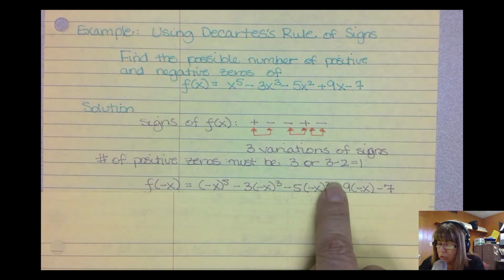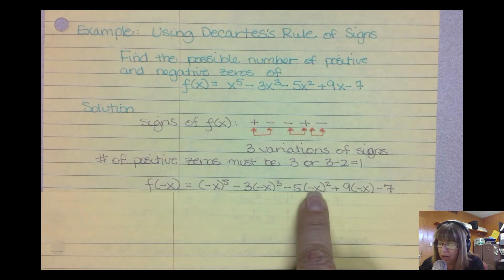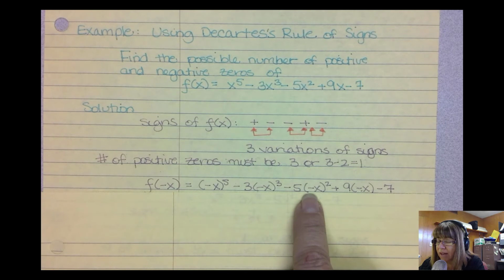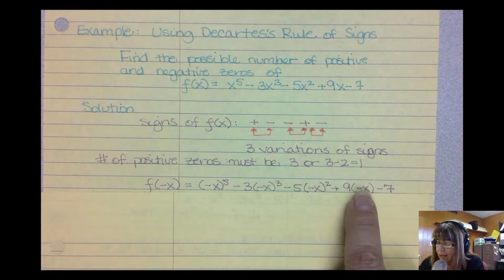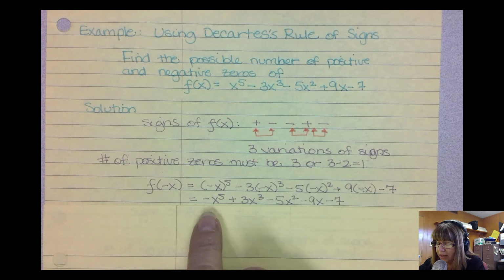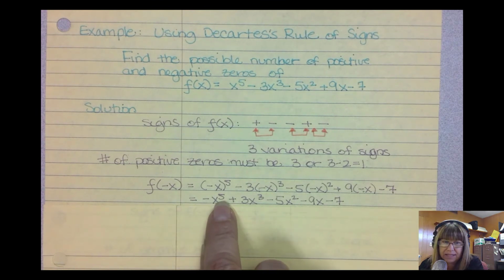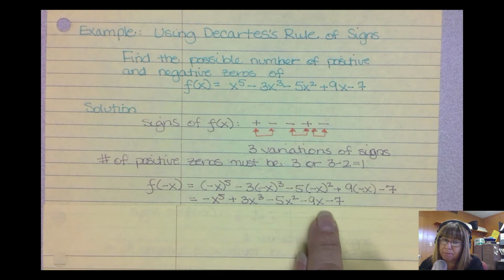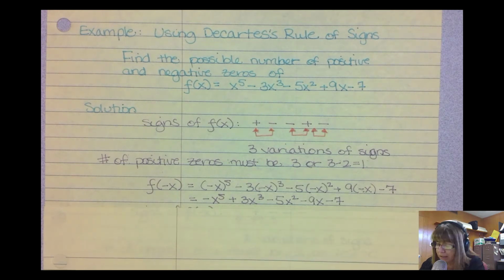Negative x squared, well, negative times negative is a positive, so that's going to be a negative 5x squared. And positive 9, but negative x is a negative 9x, and we don't have to worry about our constant term. So we end up getting a negative 5x to the 5th plus 3x cubed minus 5x squared minus 9x minus 7.